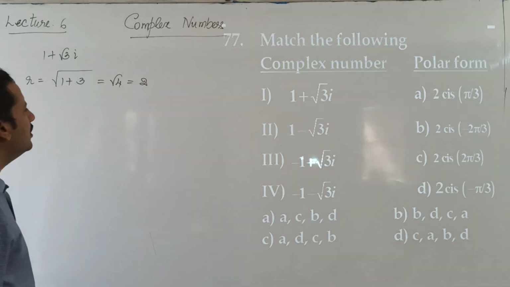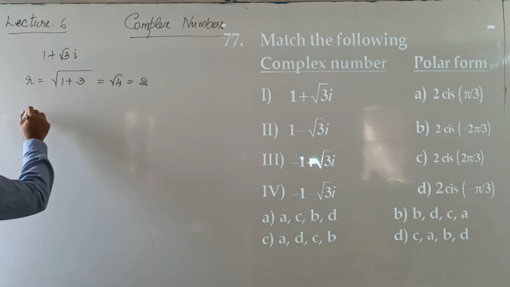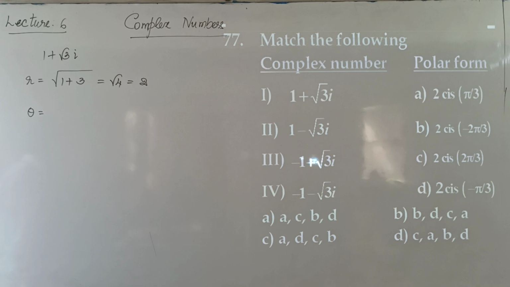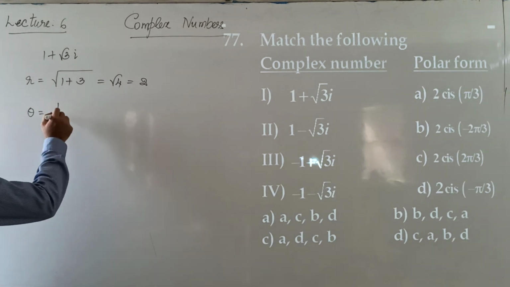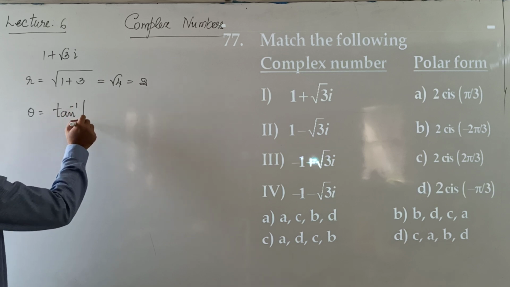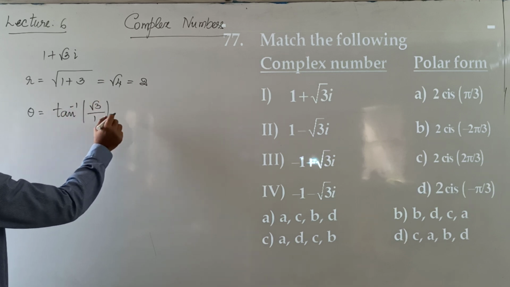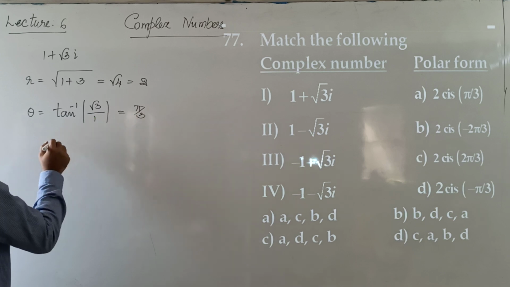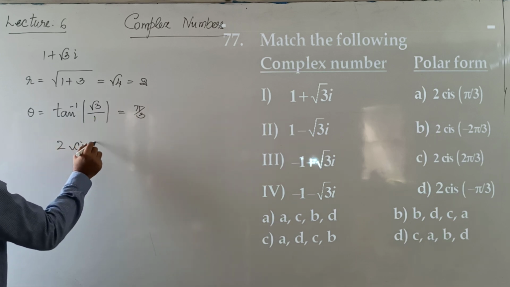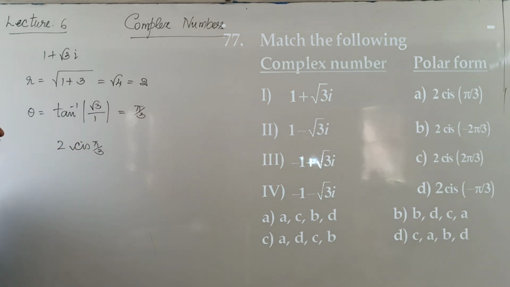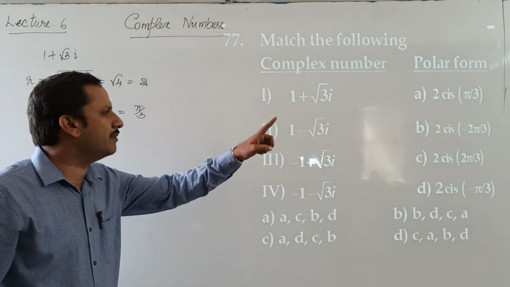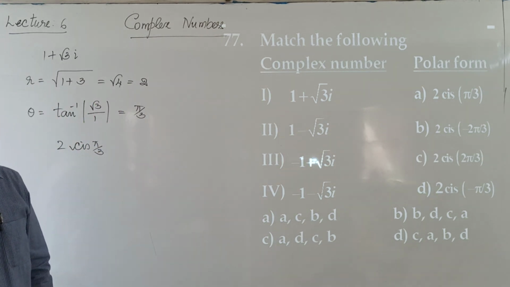Modulus is 2. Then theta: 1 plus root 3i lies in the first quadrant. Both x and y are positive, so it lies in the first quadrant. So theta is equal to alpha. Alpha is equal to tan inverse of modulus of y by x, root 3 by 1. This is equal to pi by 3. So the first complex number can be written as 2 cis pi by 3. That means 1 should be matched with A.